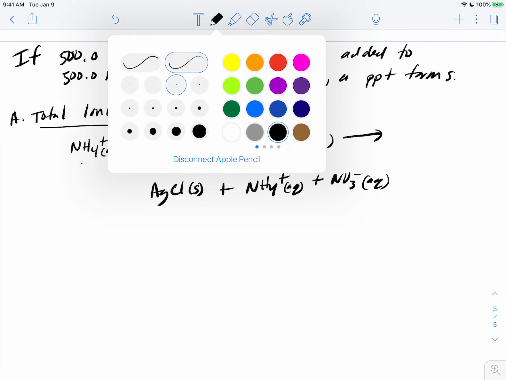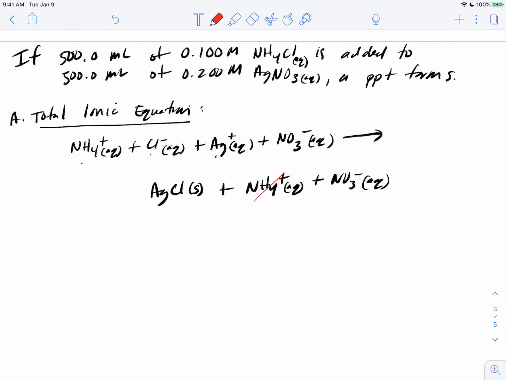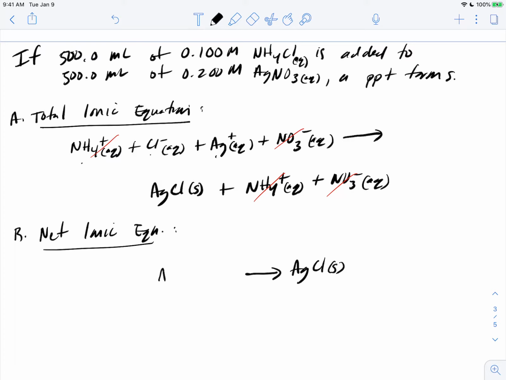Okay, so this is the total ionic equation, but we remember with the total ionic equation, to get to the net ionic equation, we simply take out spectator ions. Or another way to do it, for the net ionic equation, I like to just write out the solid first, silver chloride, and then write on the reactant side, well, what are the two ions of that? So that would be Ag plus aqueous plus Cl minus aqueous. So that's the net ionic equation.